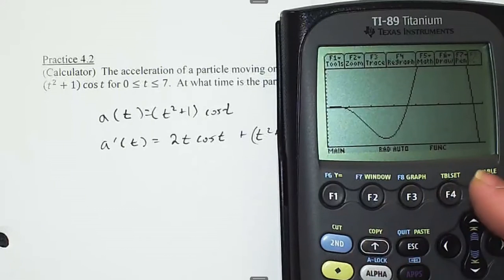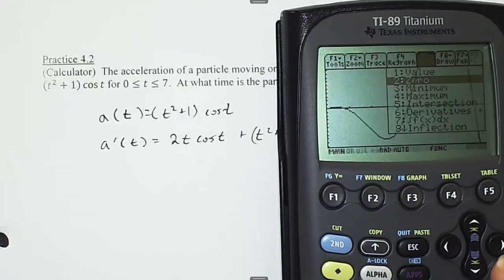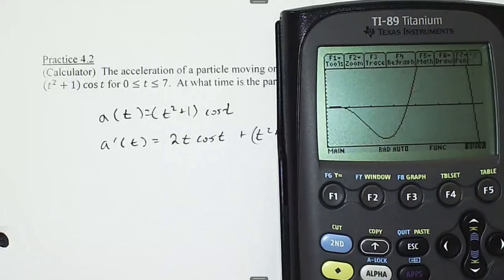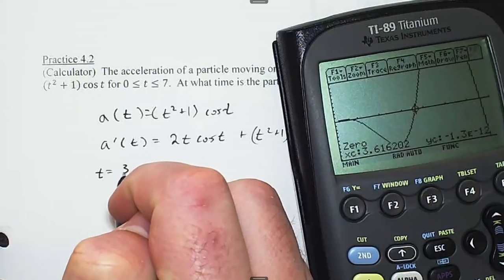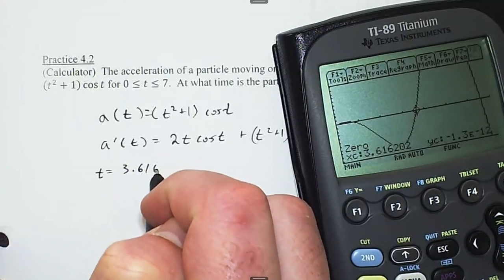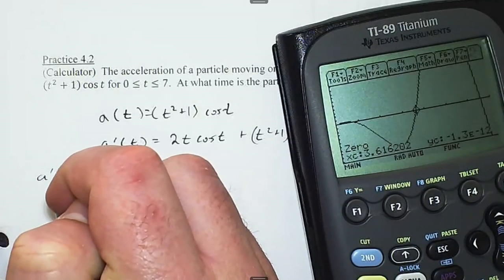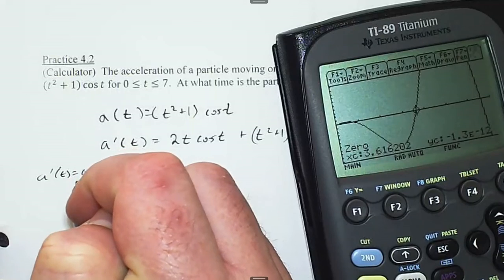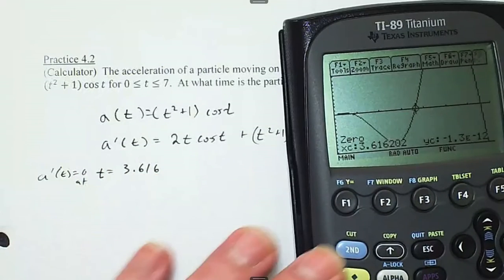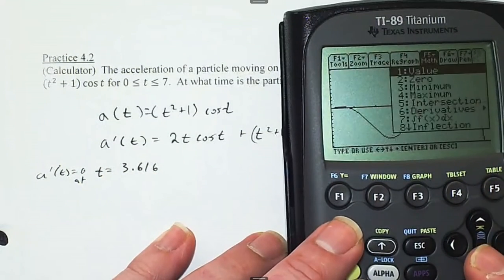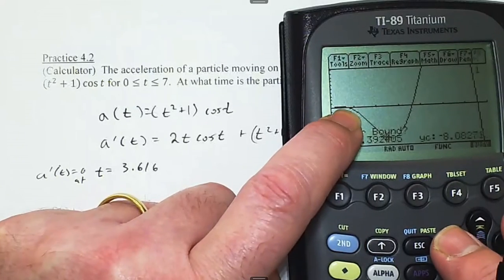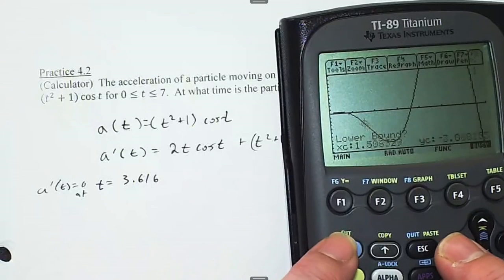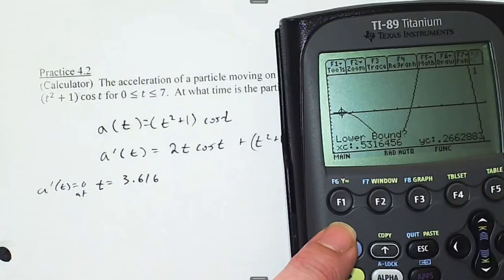Let's find those zeros. So F5. 0 lower bound there, upper bound there. And I'll use t here, because we had t in our equation, 3.616. So a prime of t equals 0 at 3.616. All right. Let's go find the other one. Now, this shouldn't be a minimum because it's going from positive to negative, but in order to get full credit, we're always going to show all critical numbers because that's part of the candidate's test.